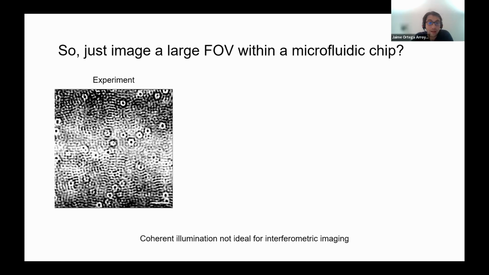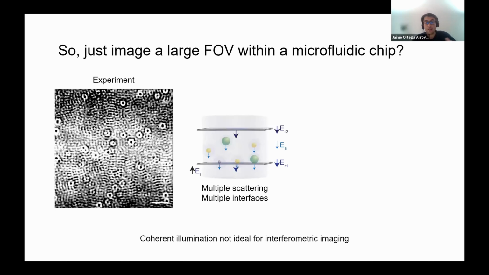And this probably explains why ISCAT took a long time to be adopted through different communities, because most of them work with fairly heterogeneous samples, right? So you work with a flow cell microfluidic chip with lots of particles in the middle. So you have multiple scattering, multiple interfaces. And if you're working with coherent light illumination, all of these lead to coherent artifacts, either in the form of speckle patterns or in the form of parasitic interferences.